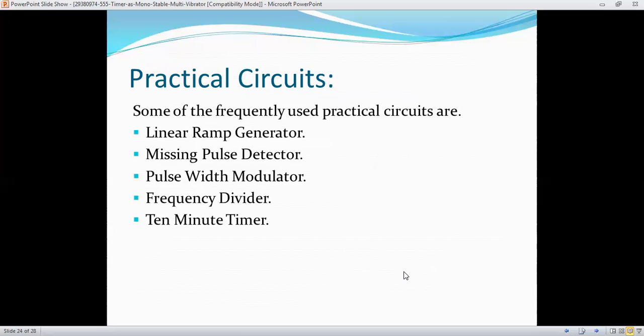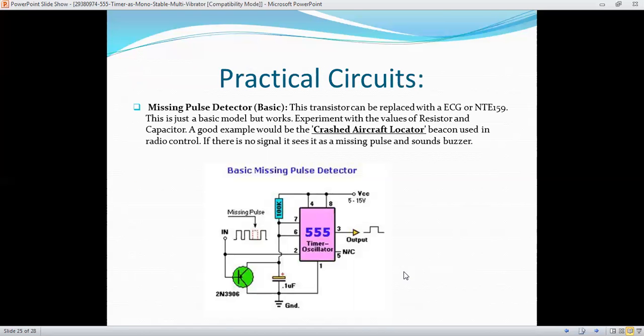Some of the frequently used practical circuits are linear ramp generator, missing pulse detector, number three is a pulse width modulator, number four is a frequency divider, number five is a 10 minute timer. The first practical circuit is a missing pulse detector. You already know the missing pulse detector. This transistor can be replaced with ECG or NTC 159. This is a pulse detector we use in daily routine, which is called an ECG.